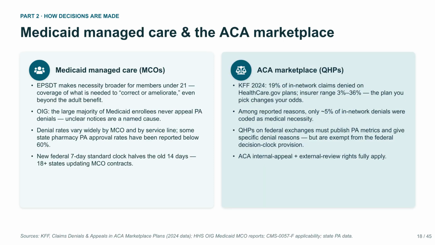denial. Medicaid managed care offers the broadest coverage for children under EPSDT rules, but often suffers from poor appeal rates due to unreadable notices. Meanwhile, ACA marketplace plans show high variance in denial rates, often with fewer than 5% of denials actually coded as medical necessity.